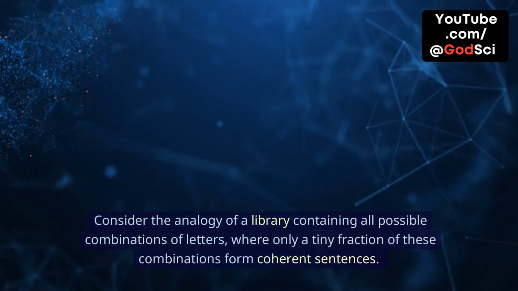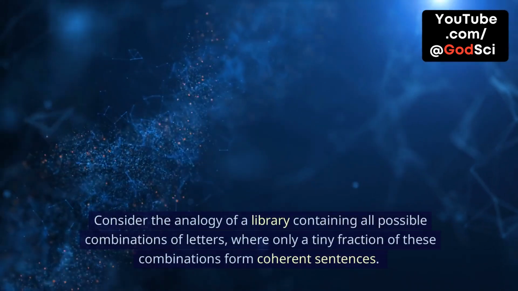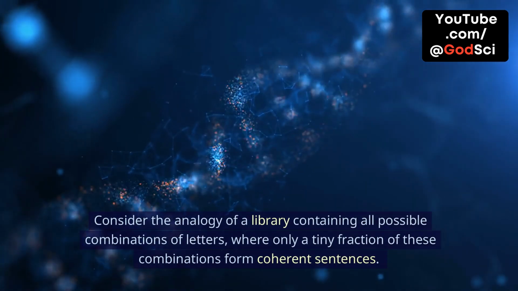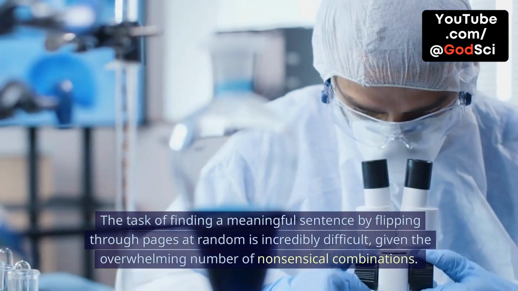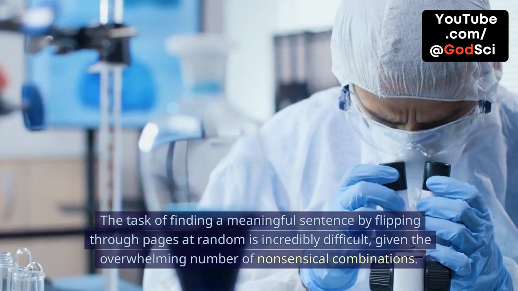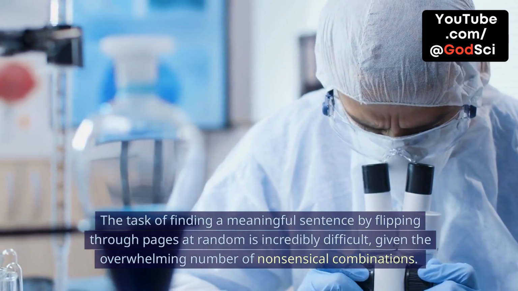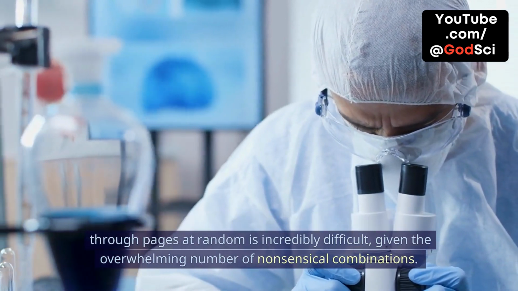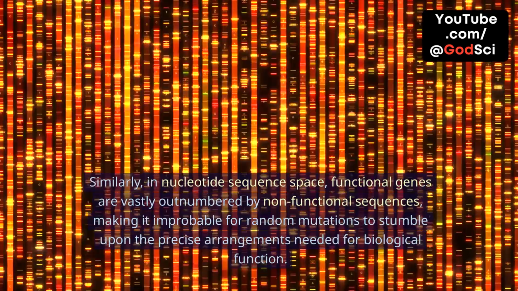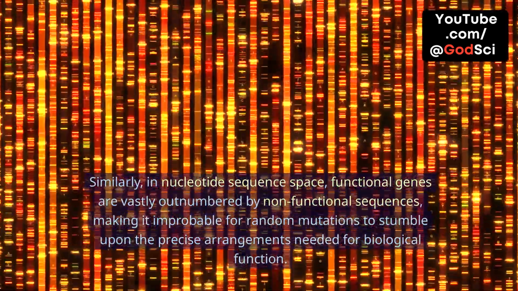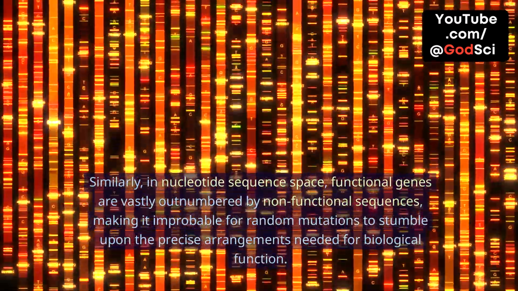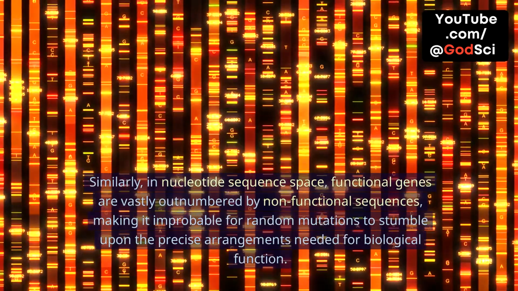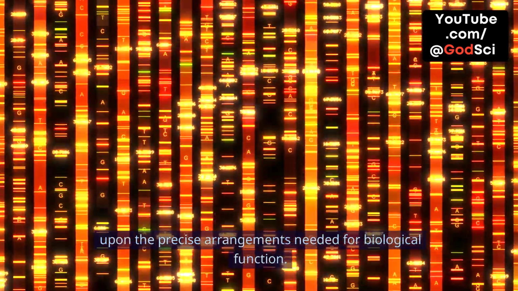Consider the analogy of a library containing all possible combinations of letters, where only a tiny fraction of these combinations form coherent sentences. The task of finding a meaningful sentence by flipping through pages at random is incredibly difficult, given the overwhelming number of nonsensical combinations. Similarly, in nucleotide sequence space, functional genes are vastly outnumbered by non-functional sequences, making it improbable for random mutations to stumble upon the precise arrangements needed for biological function.